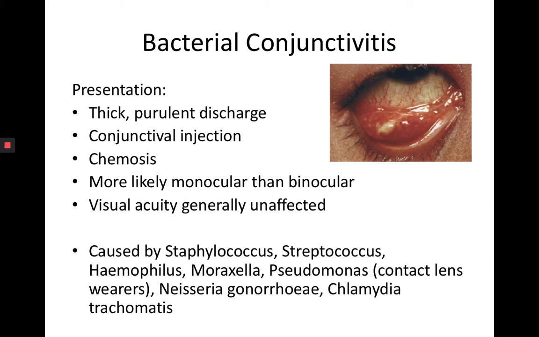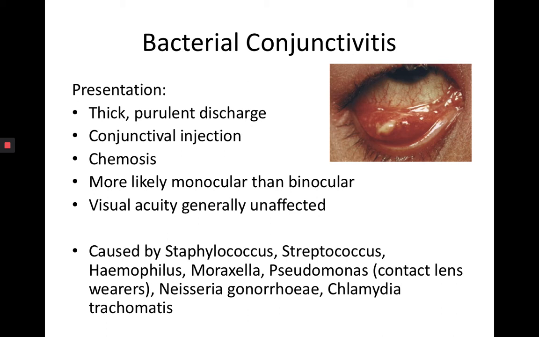It is most commonly seen in children and in the elderly. And it presents as thick, purulent discharge with conjunctival injection and chemosis, which is swelling of the conjunctiva. It's more likely to be monocular than binocular, so that's one way to potentially differentiate it from viral conjunctivitis. And visual acuity is generally unaffected. Patients are usually systemically well.